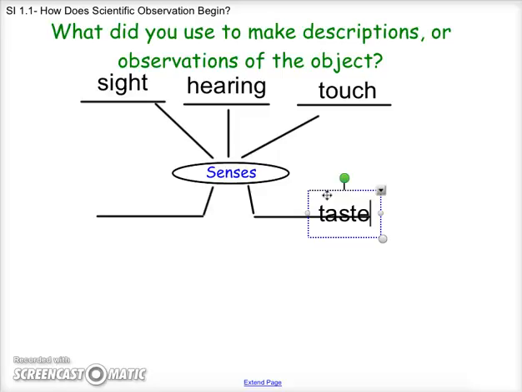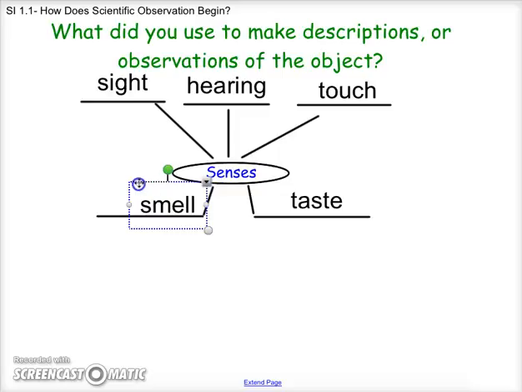We also have taste. Hopefully you were not tasting your object, but that is one of our five senses that we can make observations with. The last one is smell. So what do we smell? What aromas are we picking up on?